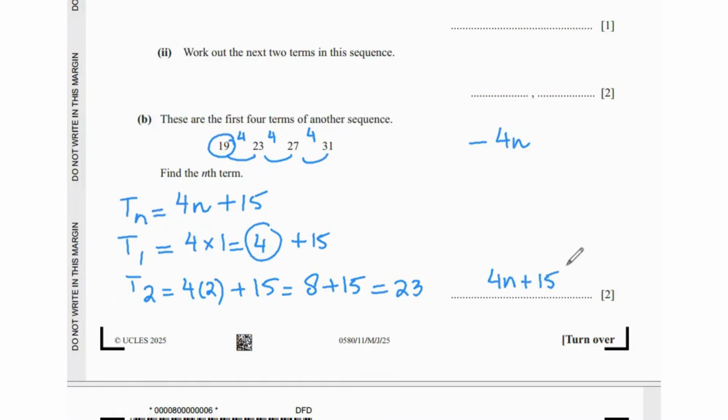You can always check your nth term by substituting 1, 2, 3, or 4 and see whether you get the same term as given in the sequence. If you don't, that means you need to make your nth term again.